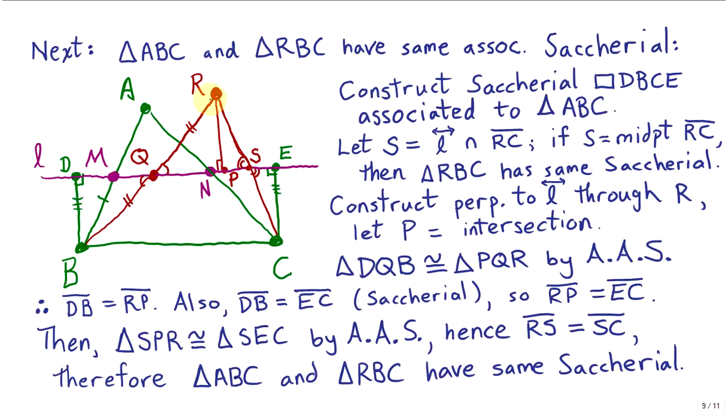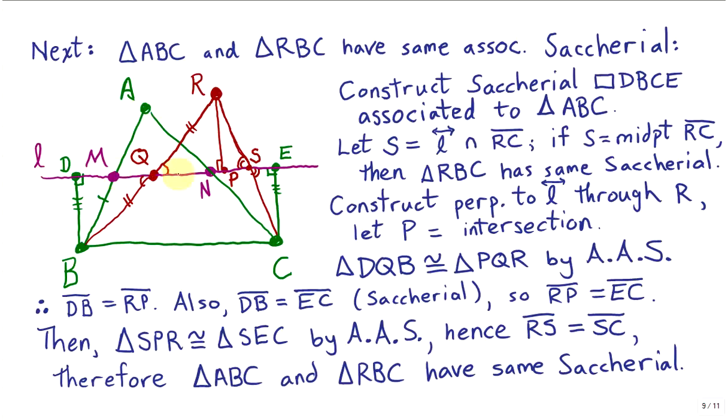So after we construct this point R, we can also connect the point R to the point C, and we have two triangles, ABC and RBC. These two triangles share the same base, BC. Next, we want to prove that these two triangles, in fact, have the same associated secarial. We'll start by constructing the secarial associated to the triangle ABC.